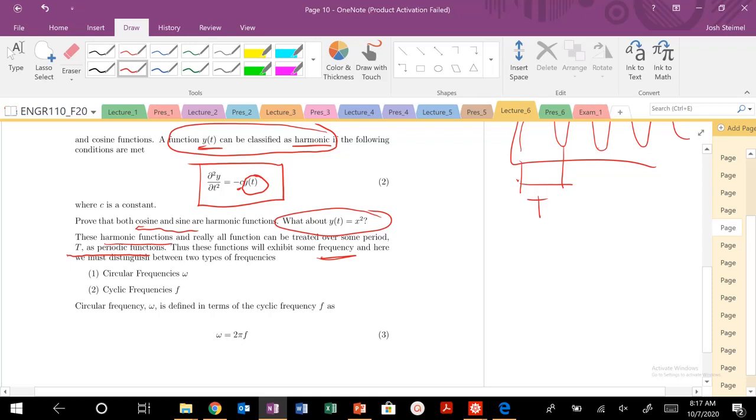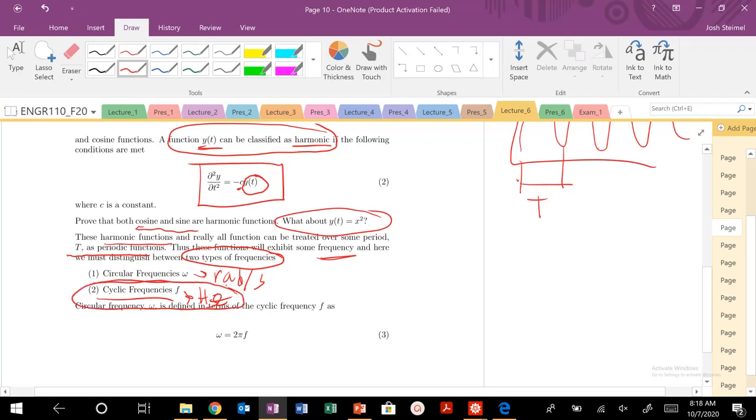They repeat as a function of time, and we are going to distinguish between two critical types of frequencies that hopefully you've already run into before: circular frequencies and cyclic frequencies. What are the units of circular frequencies? Radians per second. What about cyclic frequencies? Hertz. So in this course, we always want to deal with cyclic frequencies.